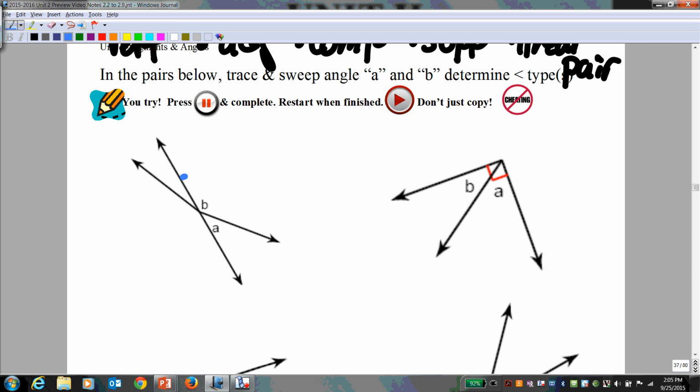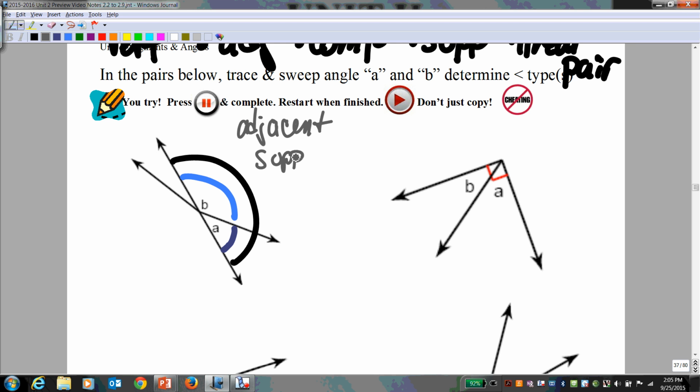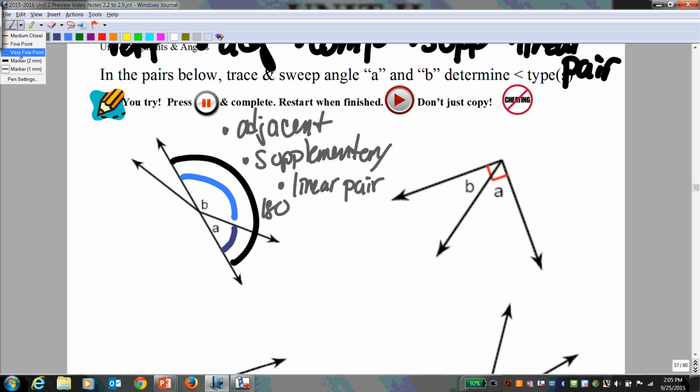Okay, these two, this A and B. One, they're adjacent, they're back to back. Two, they're supplementary, because they add up to 180. Three, they are a linear pair. They share a spine, make a line. So they are all three. 1, 2, 3.